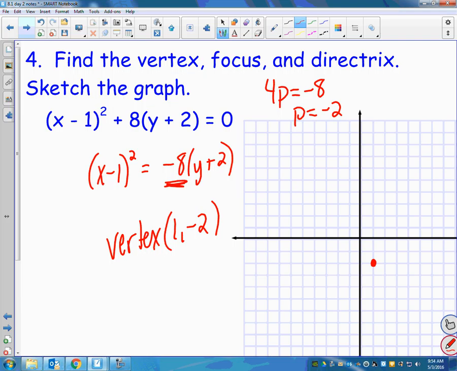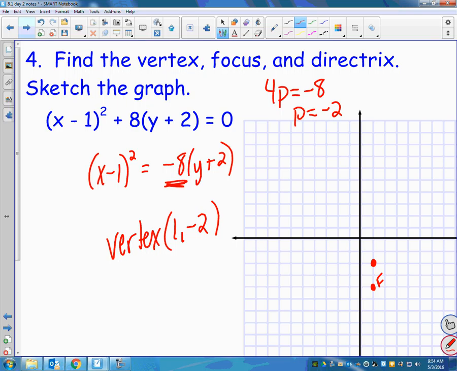So here's where I say you don't need the formulas, because you can just sketch the graph and then find the exact point. If this is my vertex, I know that p is going down, right, 2 units. So if I go down 2 units, that's my focus. That's why you have to know that it's opening down, or you have to know that it's up or down, and that negative means down.